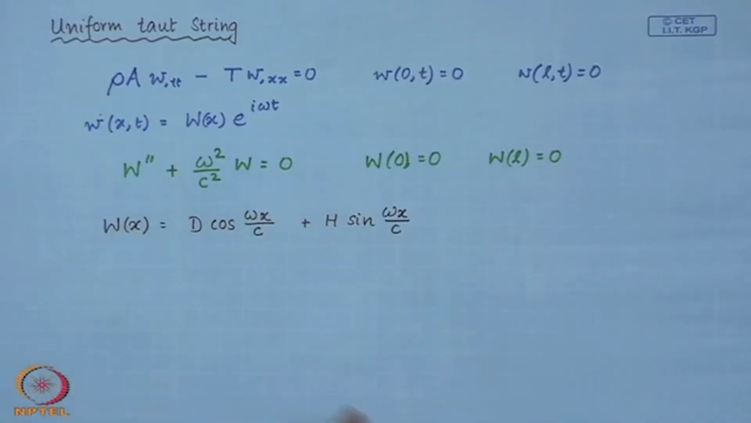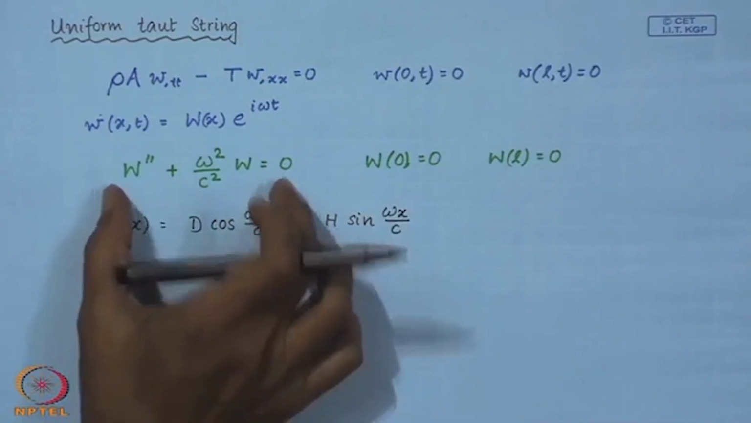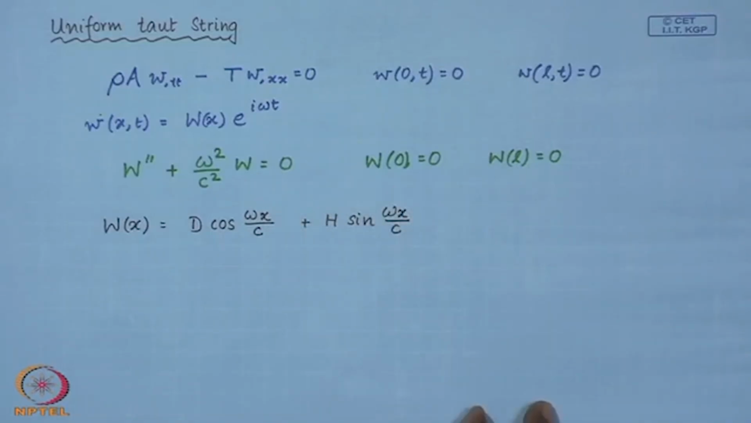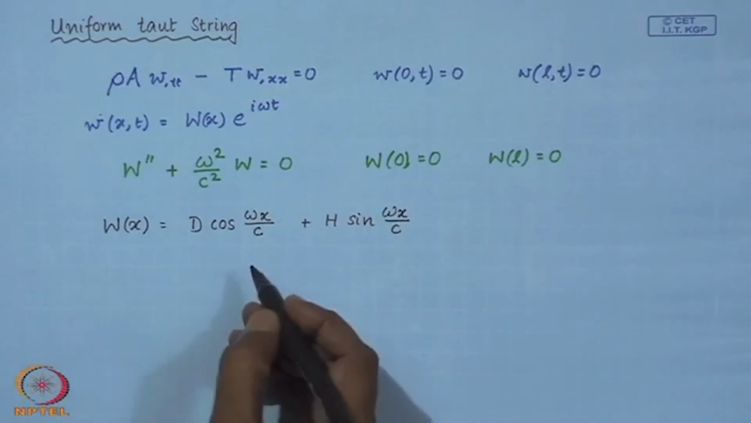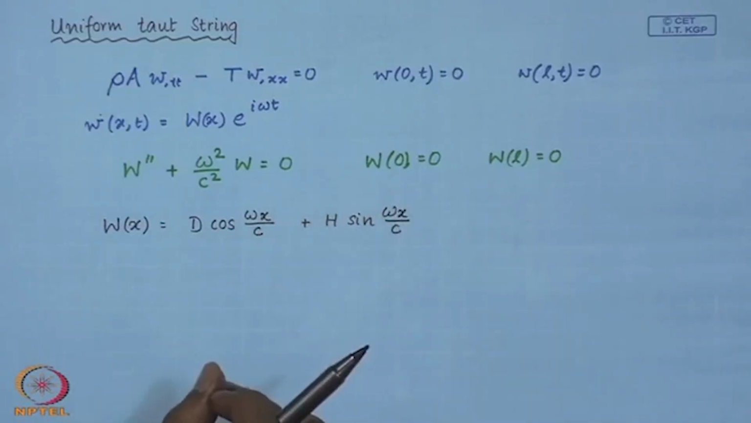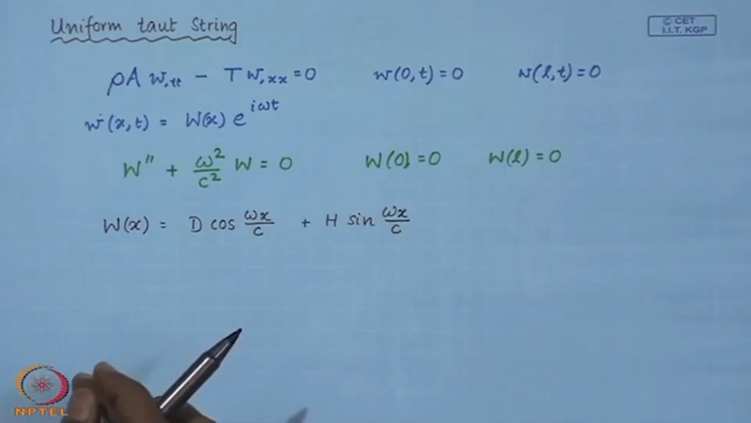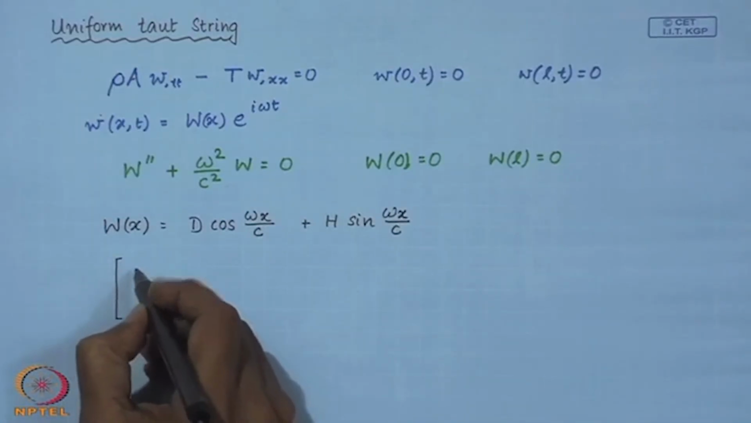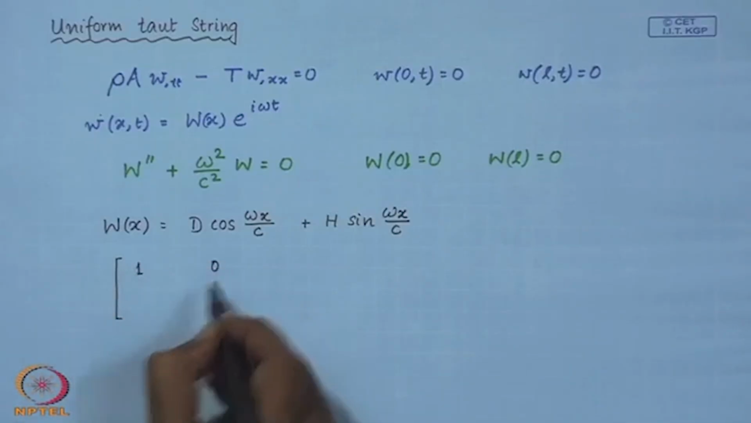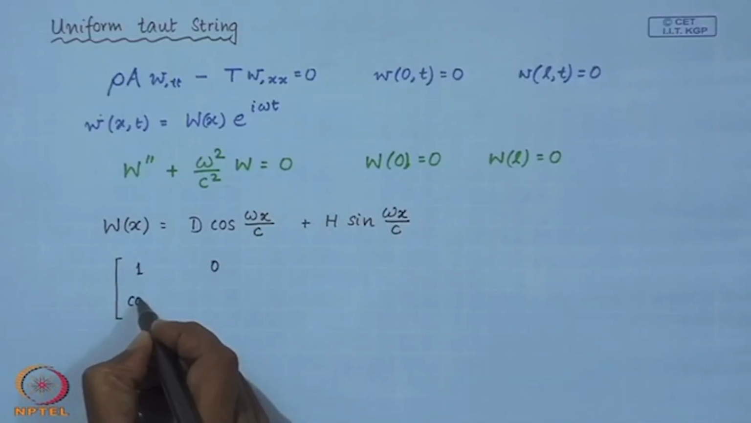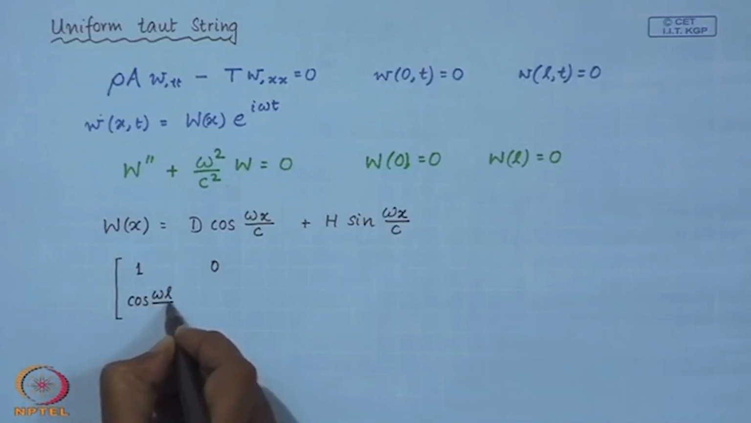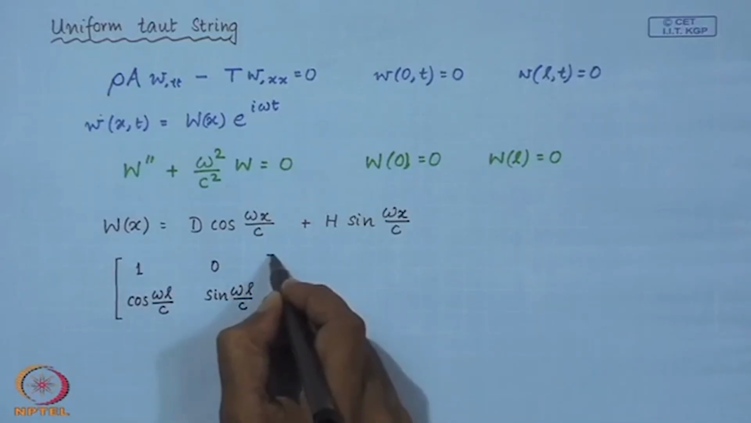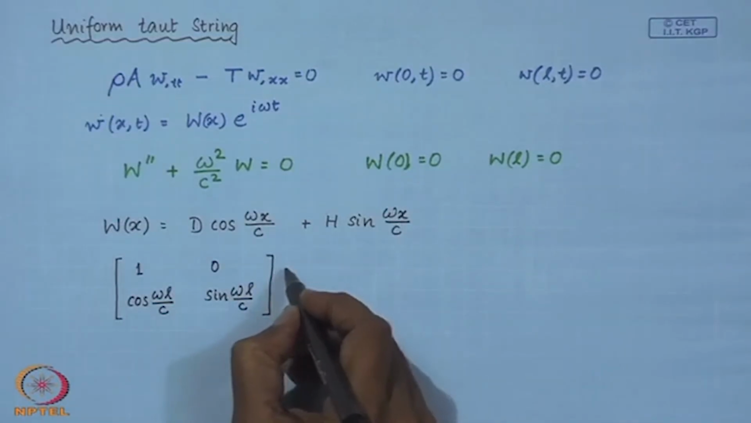Now, this is the general form of solution of this differential equation. Along with this, now we have these boundary conditions at x equal to 0 and x equal to L. So, we will substitute this solution form in the boundary conditions, and we can rewrite the boundary conditions in this form.